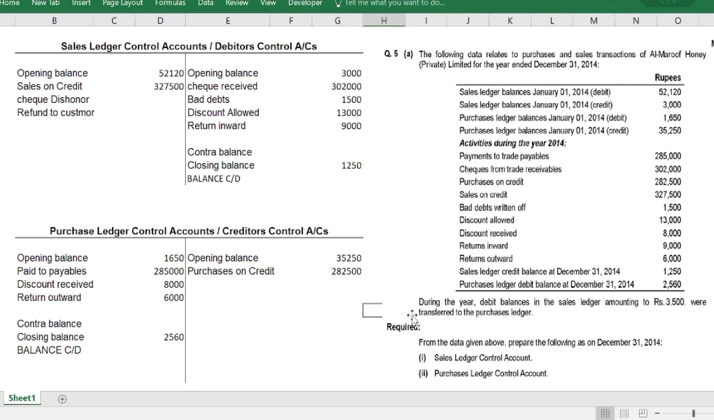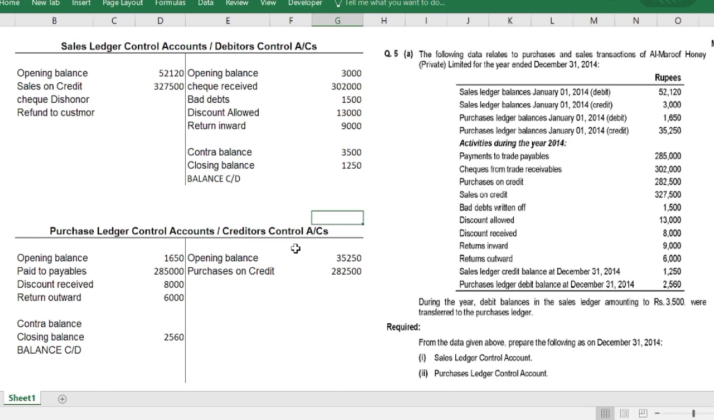We read clearly and record it according to the instructions. During the year, debit balance in the sale ledger control amounting to 3500 were transferred to the purchase ledger. Here it is clearly defined that the sale ledger amounting 3500 were transferred to the purchase ledger. Here is the contra balance of a trade receivable account. We go in the sale ledger control accounts and record it on the credit side in sale ledger control account. Here we record it by 3500 rupees.